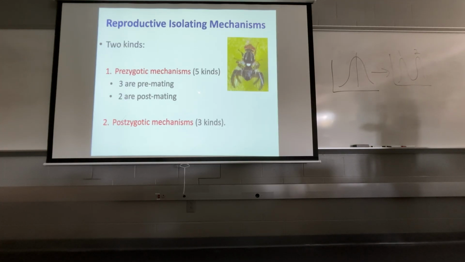There are 5 kinds, and there are 3 types of pre-mating, preventing mating altogether, so that sperm and egg will never come together, and 2 post-matings where the sperm and egg did meet, and something happens to the zygote or the embryo afterwards. There are also post-zygotic mechanisms that prevent that embryo from developing, right? And so there are 3 kinds of these. And so we're going to talk about the differences between pre-mechanisms and post-zygotic mechanisms.